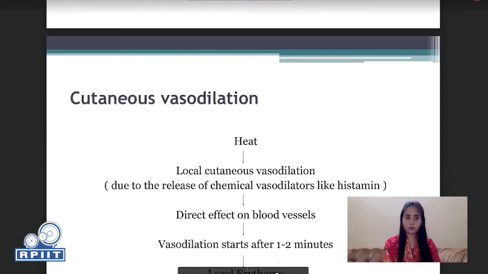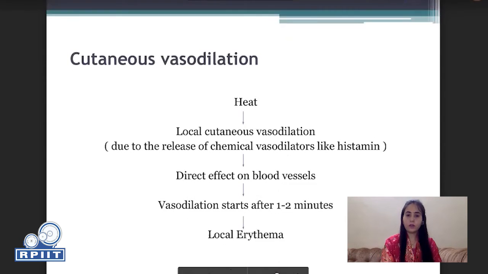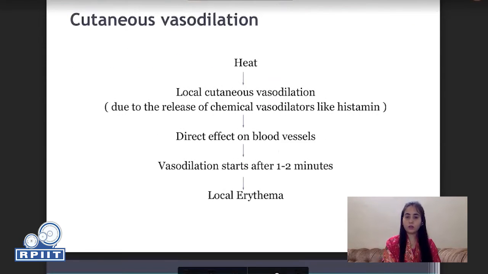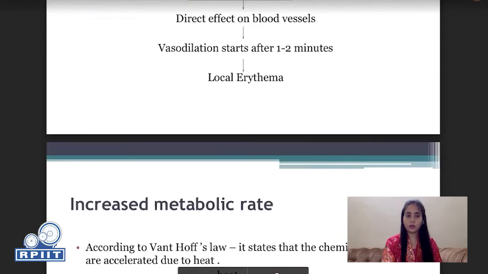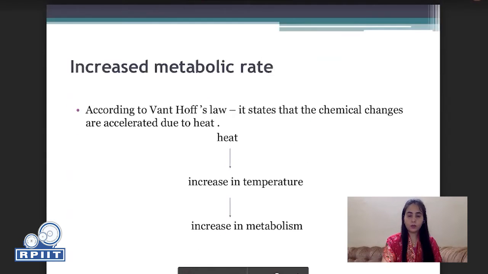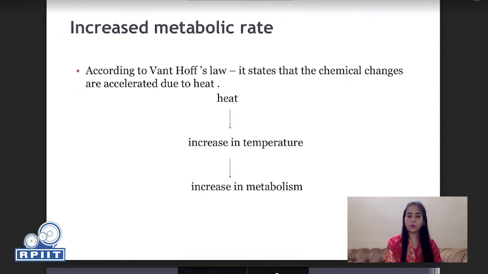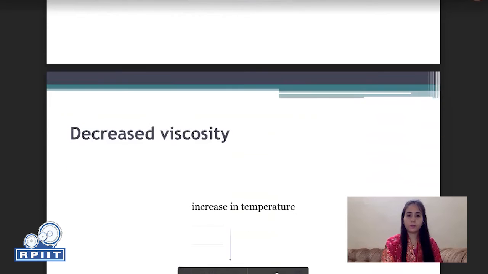Cutaneous vasodilatation. When we apply heat, local cutaneous vasodilatation occurs. Direct effect on vasodilatation. Vasodilation starts after 1 to 2 minutes and local erythema occurs. Increased metabolic rate. According to Van't Hoff's law, it states that the chemical changes are accelerated due to heat. When we apply heat, increase in temperature and increase in metabolism occur.